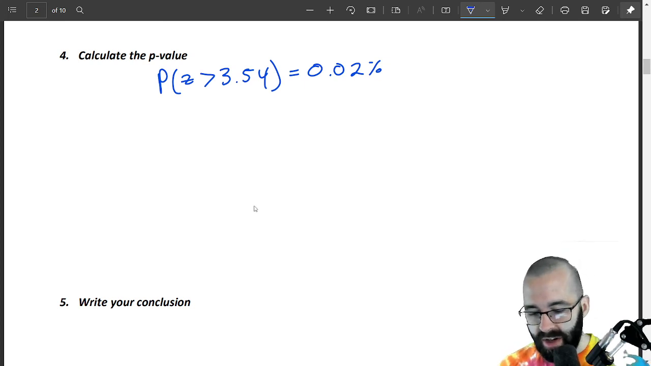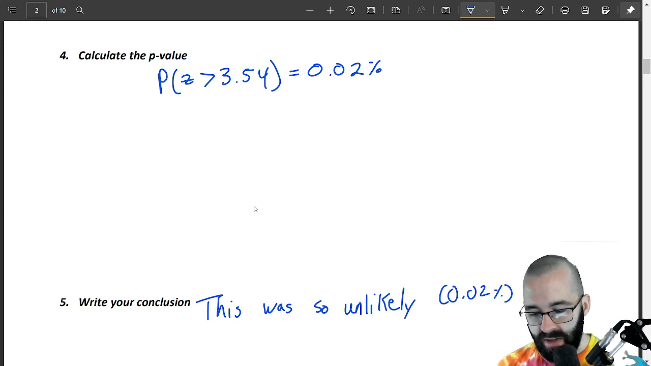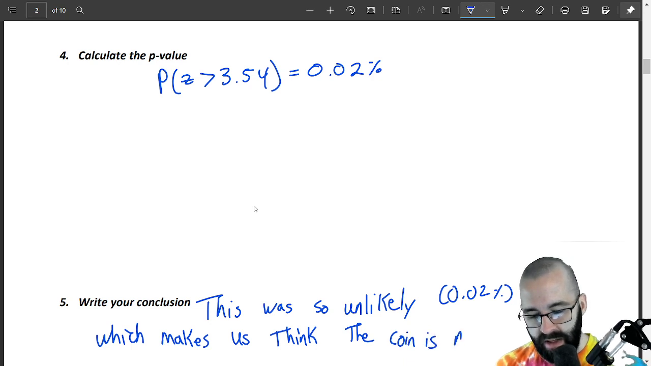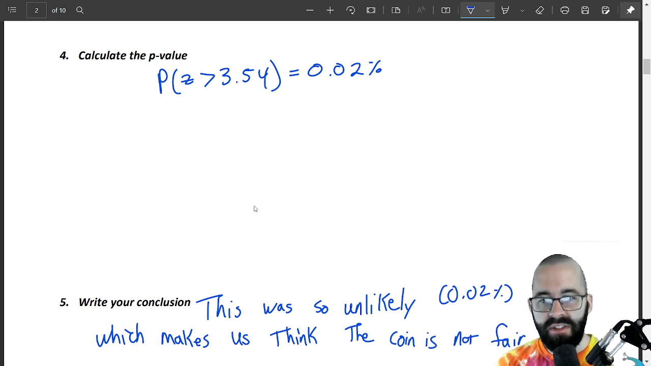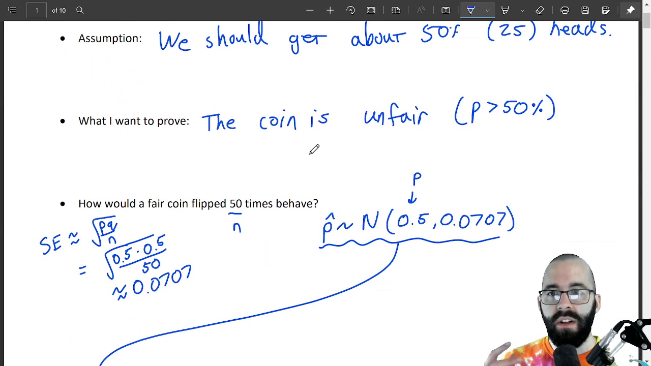And write our conclusion. Our conclusion was, this was so unlikely, right? 0.02%, which makes us think the coin is not fair. So these are the 5 steps we're going to introduce in the future videos. These are the 5 steps for hypothesis testing. We've basically introduced them in this video and the logic for how we approach this problem in this introductory video.